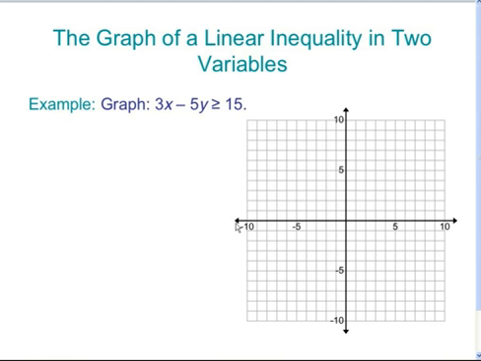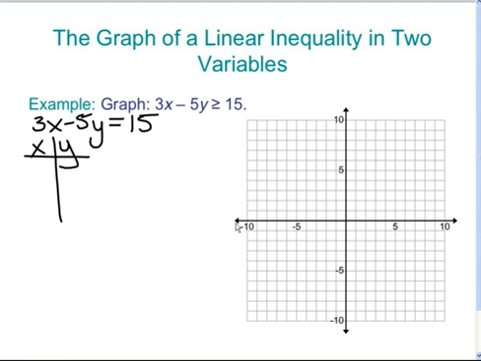Suppose we want to graph 3x minus 5y is greater than or equal to 15. First thing you want to do is pretend it's equal, at least for now. So 3x minus 5y equals 15. With an equation that is in standard form, the easiest way to graph that is to do your x and y intercepts. You're going to plug in 0 for y. So you have 3x minus 5 times 0 is equal to 15, and you're going to solve.